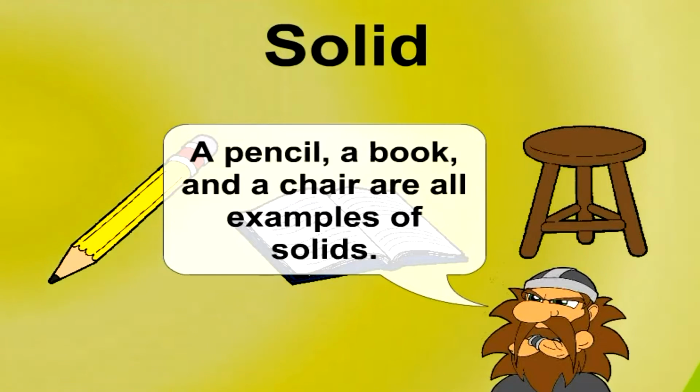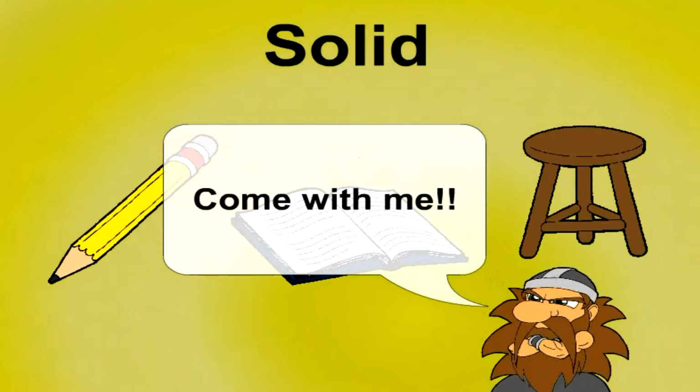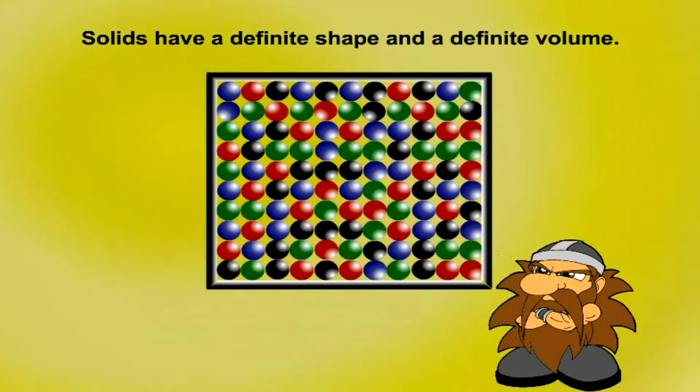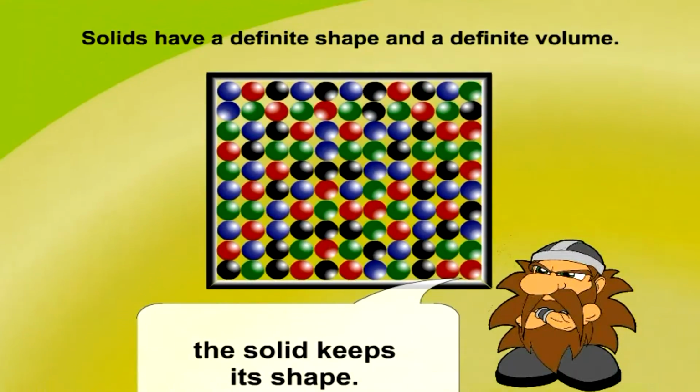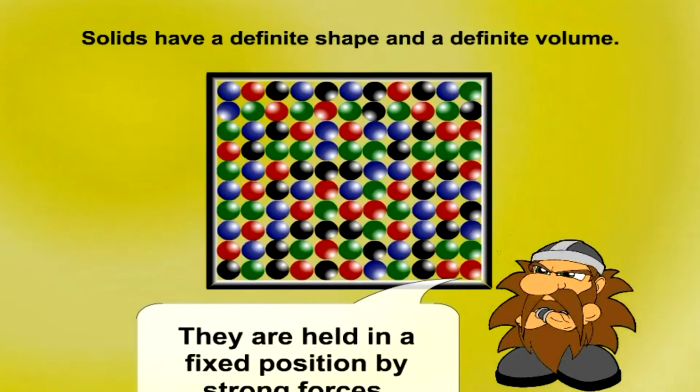A pencil, a book, and a chair are all examples of solids. What can you say about the shape of solids? Come with me. Solids have a definite shape and a definite volume. Why? Because the particles in a solid are very close together, the solid keeps its shape. The particles in the solid vibrate back and forth. They are held in a fixed position by strong forces.